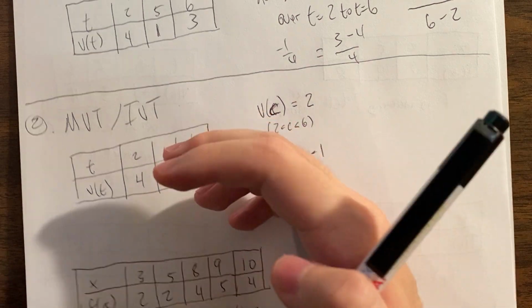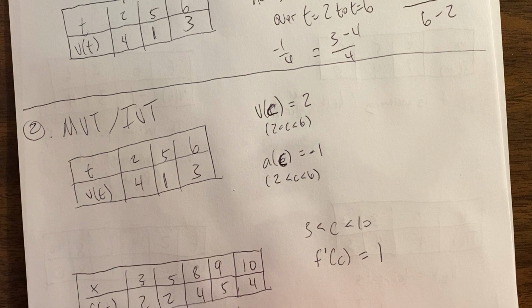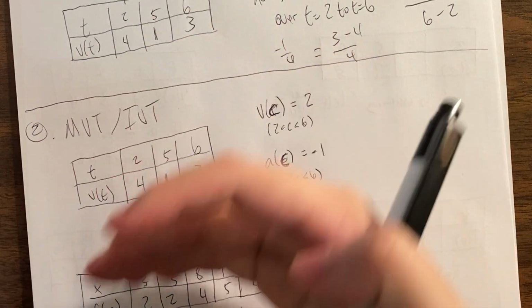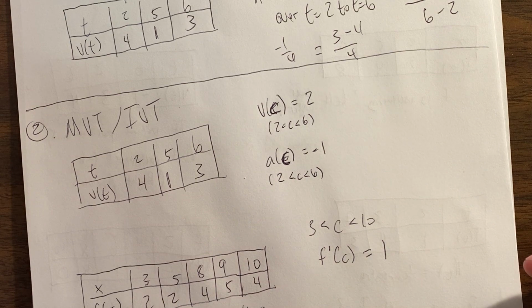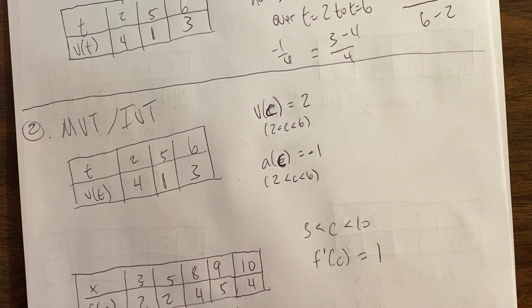So again, when do you do MVT, IVT questions? It's when the question is worded: what's the fewest number of times this might happen? Show that this function equals this number for some x value. Why must there be a t in this time interval where this happens? So that's the wording for MVT or IVT.